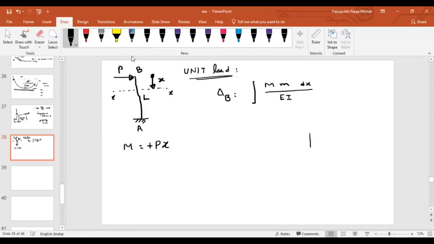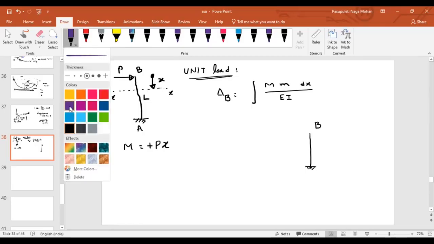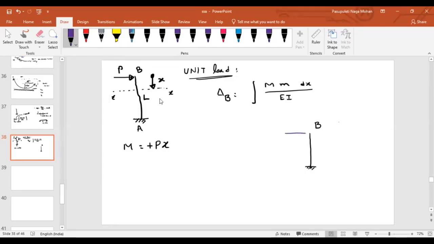Now, if I redraw the beam, and I want to find the deflection, as the load is horizontal, let us say I want to find the horizontal deflection. I will remove the applied loads and apply a unit force in whatever direction I want to find the deflection. If I want to find the vertical deflection, I will apply a unit force in the vertical direction.